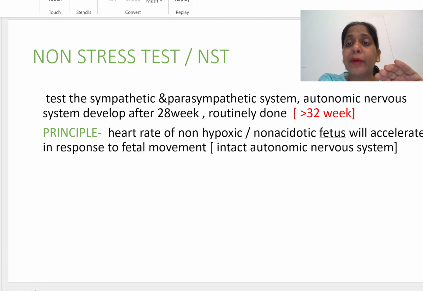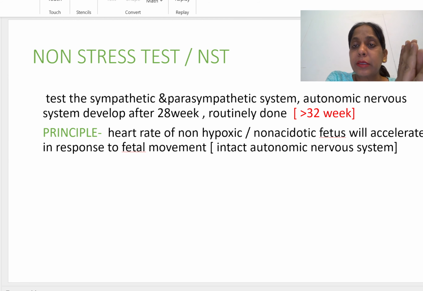Okay, still again I would like to tell you that we are studying antepartum fetal surveillance. It's not that the fetus is in contractions, and it's not intrapartum fetal surveillance. One point I forgot to tell you about the fetal kick count is that it is started after 28 weeks. Non-stress test is based on the principle that the autonomic nervous system develops at 28 weeks, and it is fully active at 32 weeks.